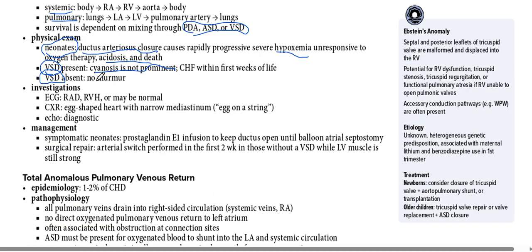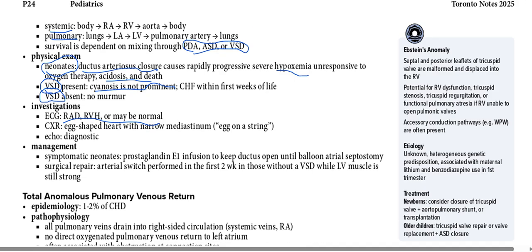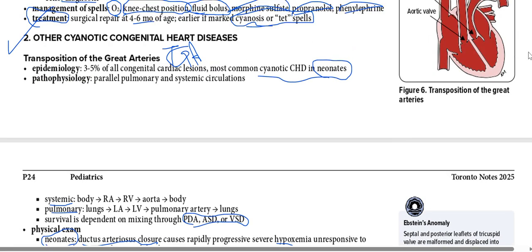Okay, all right. The next thing is investigations for this condition. ECG shows right axis deviation and right ventricular hypertrophy, or it may be normal. Maybe the ECG can be normal, or there may be right axis deviation or right ventricular hypertrophy.